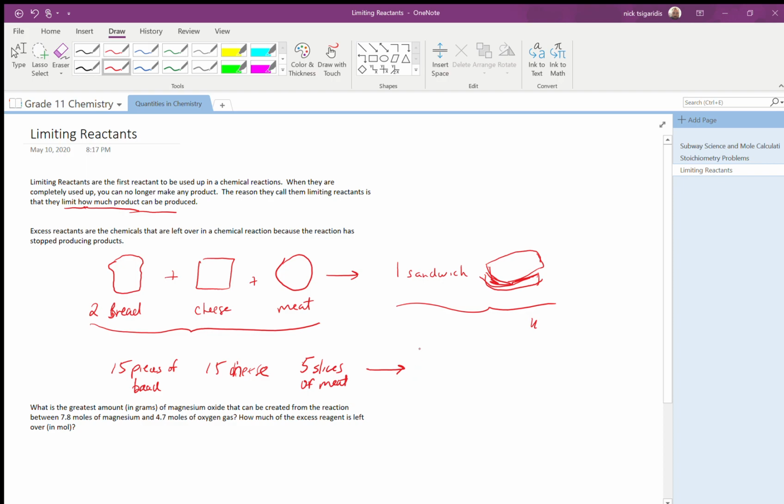So I have 15 pieces of bread, I have 15 slices of cheese, and I have, pardon me, 5 slices of meat. And the answer, of course, is I can make 5 sandwiches.